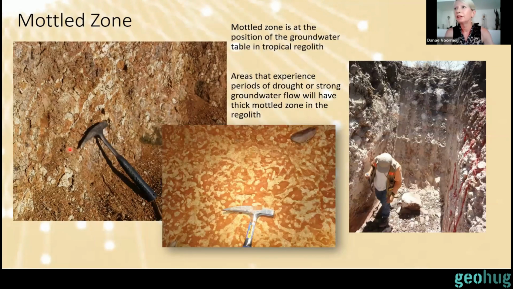This mottled zone is therefore highly leached, and it's called mottled because you end up with these mottles, these streaks of iron oxyhydroxides against this very leached background. Again, it's extremely difficult to figure out what your primary rock is when you're looking at the mottled zone. Areas that experience extreme drought or a really strong groundwater flow will have a much thicker mottled zone. But you can have a laterite regolith that hardly marks that mottled zone at all, and it's probably because the climate's more steady and has less seasonality.